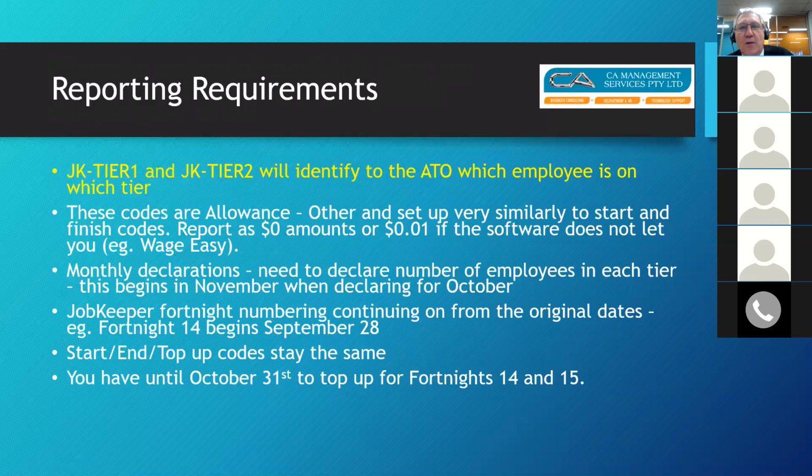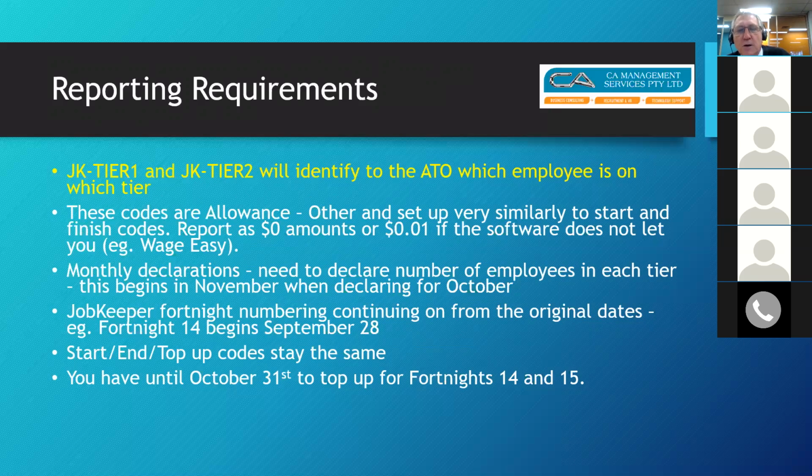So one of the key things with this, the tier 1 and tier 2, they've used the same methodology they used when we first set up JobKeeper, with JobKeeper start dates and JobKeeper finish dates. So it's essentially an allowance that we need to set up in the system. The good thing is, if you've already been doing JobKeeper, this is really just allowing you to go back and repeat what you've done with just different descriptions. So setting up the allowances, they're pretty easy. Depending on your payroll systems, you either set them up as a 0 or a 0.01 cent, depending on the software or the payroll you're using.